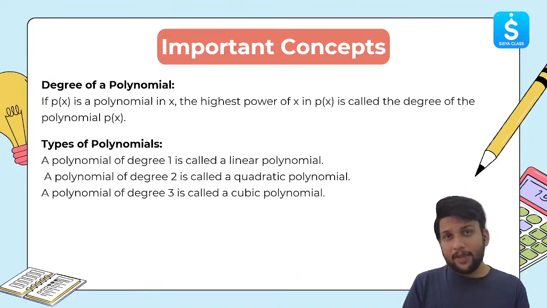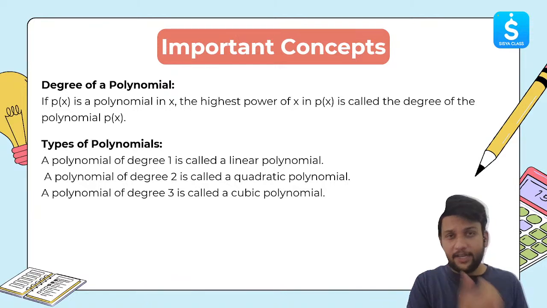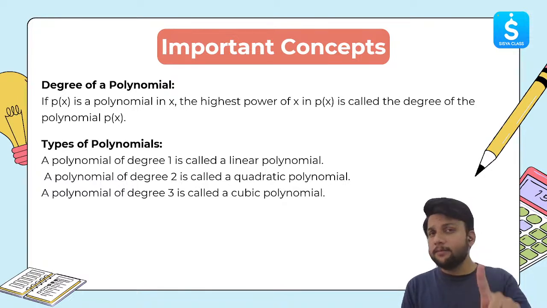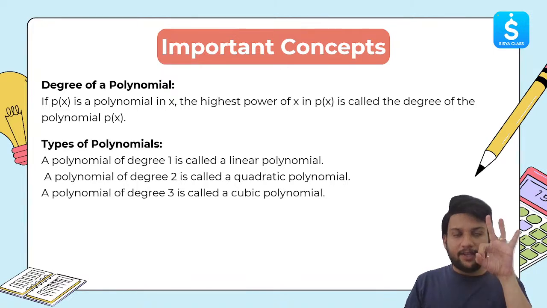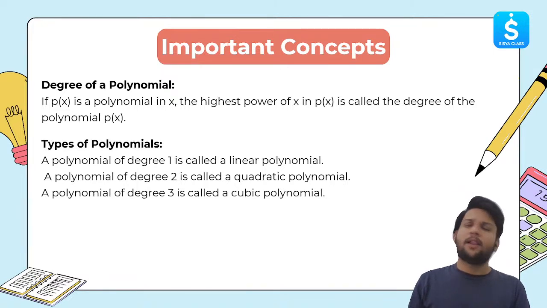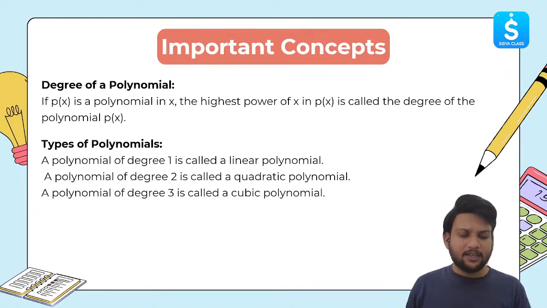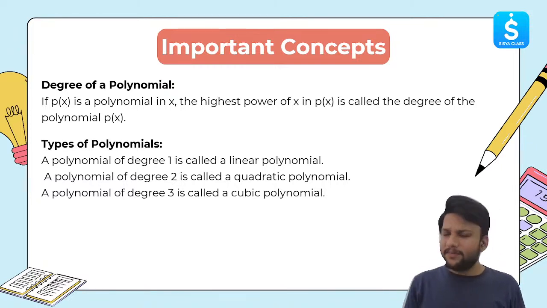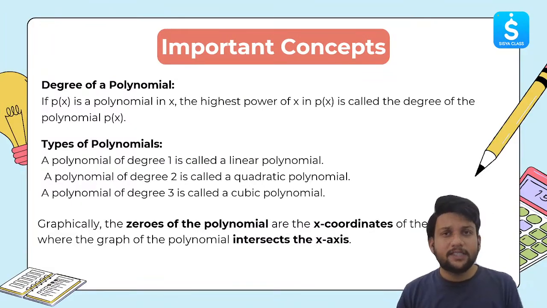Next, types of polynomial. Based on the degree, polynomials are classified into a linear polynomial, that means if degree is 1, linear. If degree is 2, it is a quadratic polynomial. And if degree is 3, we have a cubic polynomial. In grade 10, we will only be dealing with polynomials up till degree 3. I'll just tell you, if degree is 4, it is called a quartic or biquadratic polynomial. Don't worry.